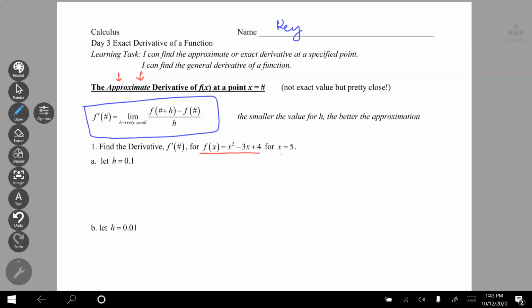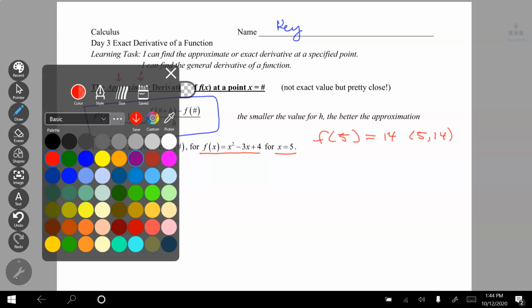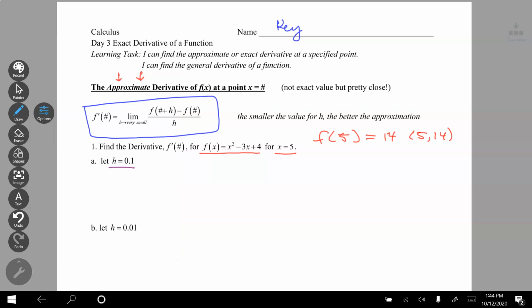So here's my function. Here's my x value I'm using. So when I do f of 5, my result is 14. So I have the point 5 comma 14. Now I have to plug in h. So my new x is 5.1, and when I do f of 5.1, I get a result of 14.71. So 5.1, 14.71 is my point.